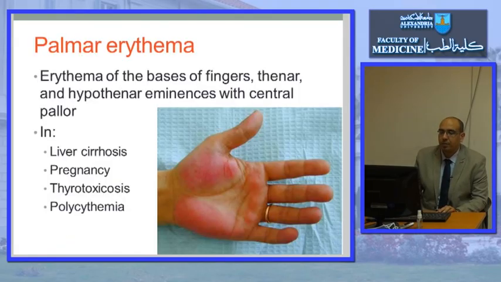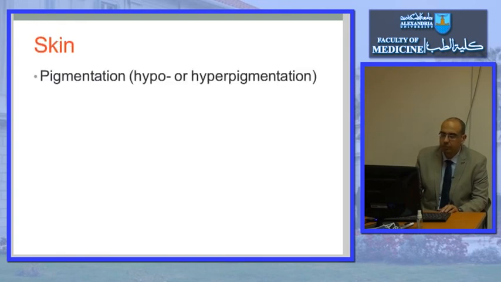We should look for palmar erythema, which is erythema at the basis of the fingers, thenar and hypothenar eminences with central pallor. Causes of palmar erythema include liver cirrhosis, pregnancy, thyrotoxicosis, and polycythemia.